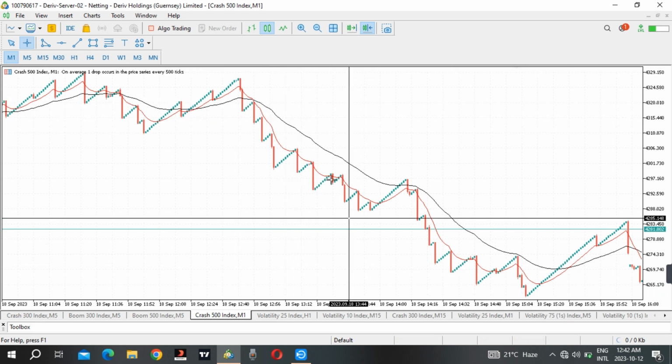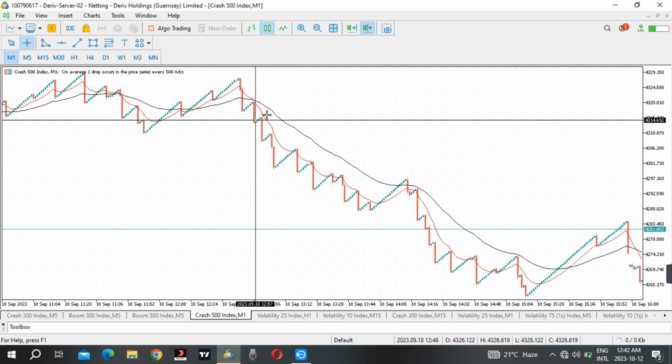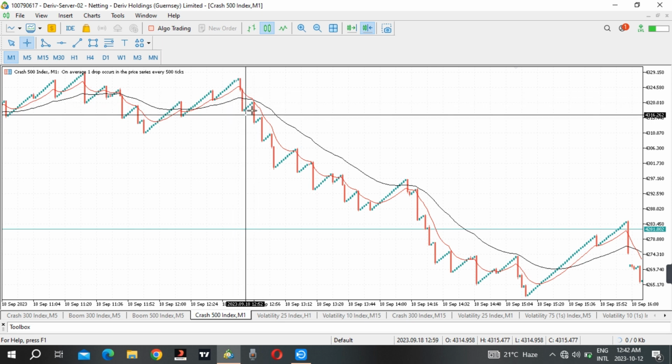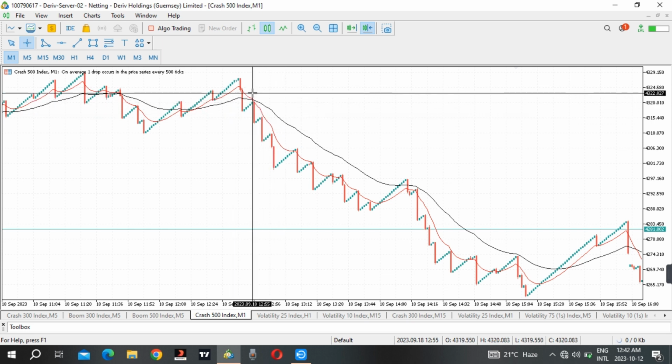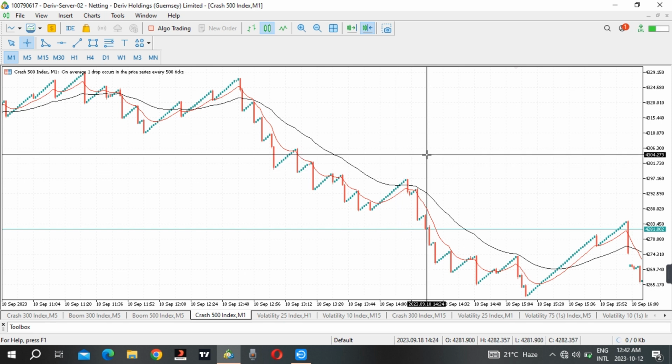At least if you are just looking for one or two spikes, this is actually the best strategy for you. So we shift back to our 1-minute time frame and wait for the 13 and 50 to cross to the downside, if this is Crash. And if it's Boom, we have to wait for it to cross to the upside.